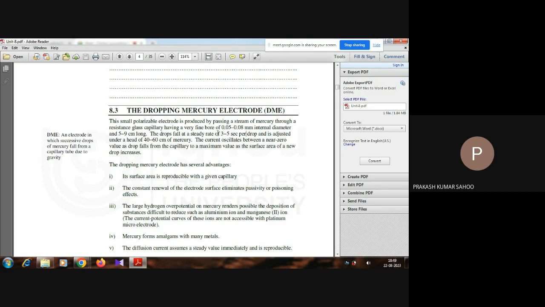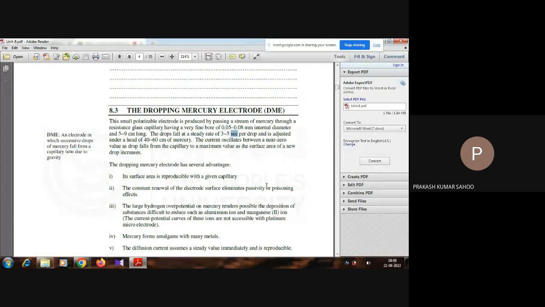The drop falls at a steady rate of 3 to 5 seconds per drop. So for each drop, it will take 3 to 5 seconds, adjusted under the head of 40 to 60 centimeter of mercury. The current oscillates between a non-zero value as the drop falls from the capillary to a maximum value as the surface area of the drop increases. So this is the instrumentation, or the making of the dropping mercury electrode, a DME.